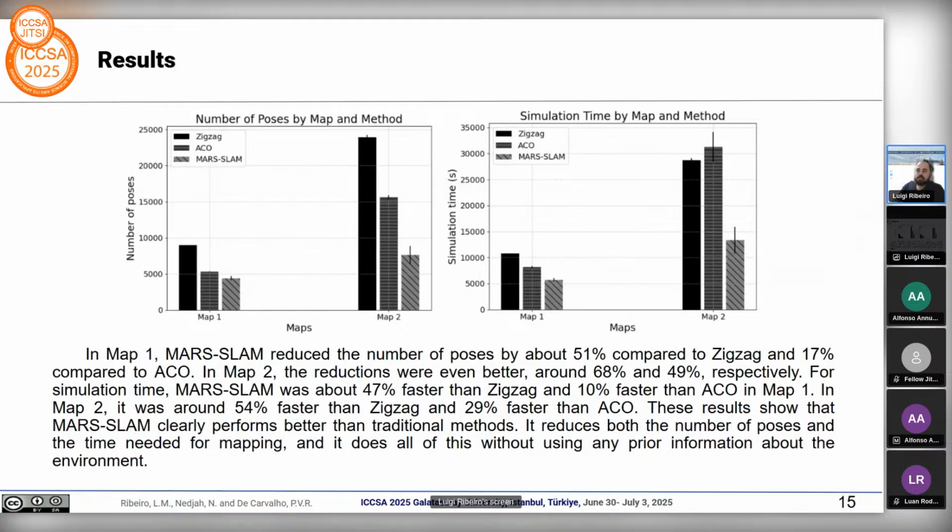In map 2, it was around 54% faster in zigzag and 29% faster in ACO. These results show that Marlin clearly performs better than traditional methods. It reduces both the number of the poles and the time needed for mapping, and it does all of this without using any prior information about the environment, okay?